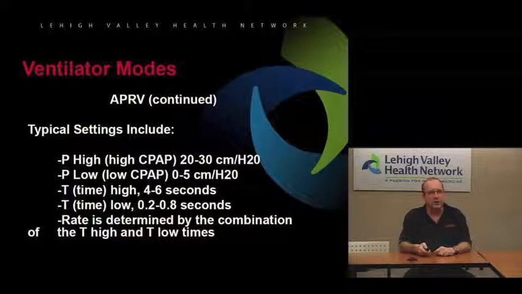inverse IE ratios. And the rate is determined by the combination of the T high and the T low times. So if you add up your T high time, maybe 6 seconds, and maybe a half second for your T low time, which some people will call your exhalation dump or your dump time, it comes out to like 6.5 seconds. So you just divide that into 60, and now that's actually how you get your respiratory rate for your APRV mode. It's not actually something you dial in specifically. The machine figures it out by adding up your high and low times and then dividing it into 60.